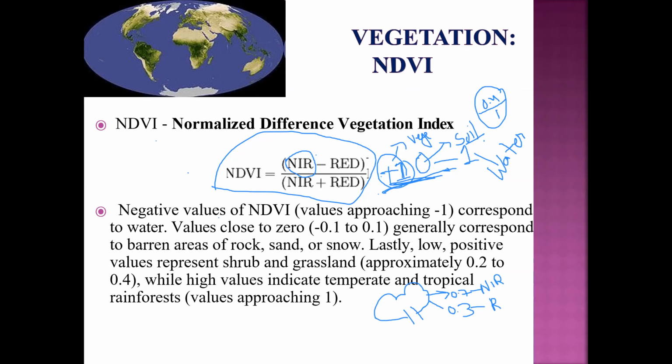Here you see that negative values of NDVI, values approaching -1, correspond to water. Values close to 0 generally correspond to the barren area of rocks, sands, or snow. And lastly, low positive values represent shrubs and grasslands, and the higher the positive value, the more the vegetation, meaning forest, temperate or tropical rain forest.